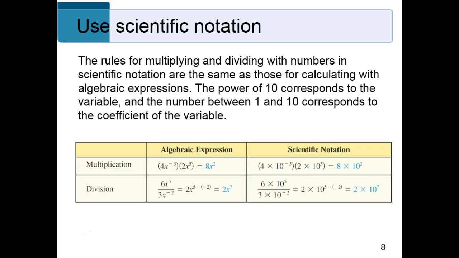Okay? The rules for multiplying and dividing with numbers of scientific notation are exactly the same as those for calculating with algebraic expressions. The power of 10 corresponds to the variable. I'm not sure I understand exactly what they mean there. And the number between 1 and 10 corresponds to the coefficient of the variable. Yeah, I kind of get what they're saying. It's a little bizarre, but I never would have thought of it in that way. But yeah, that's correct. Okay?